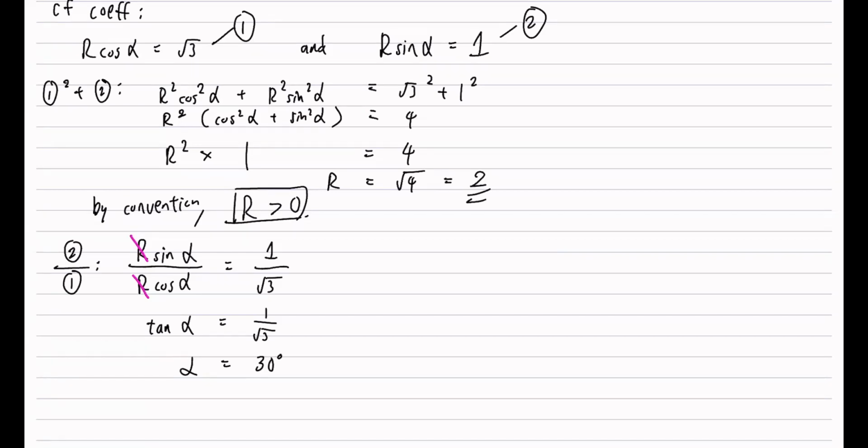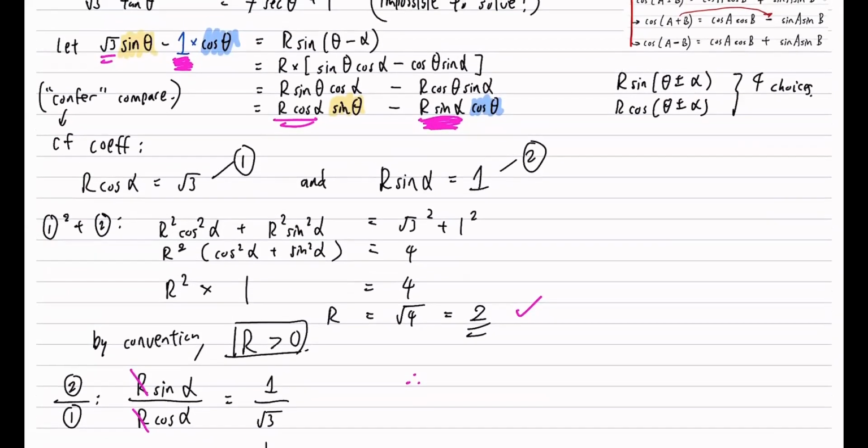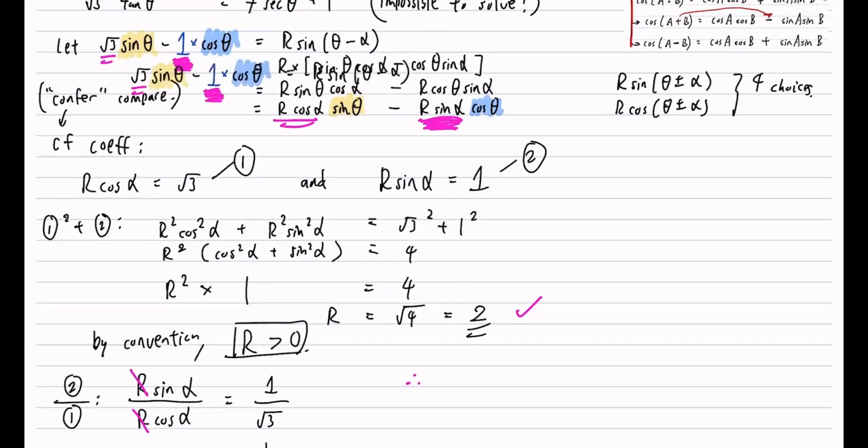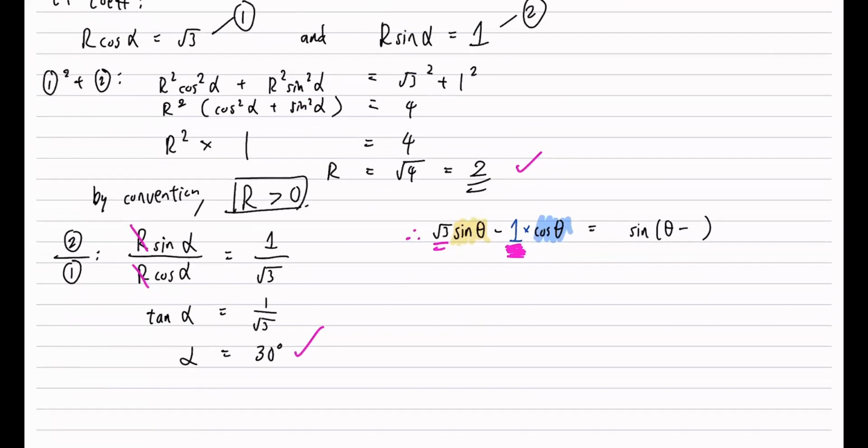Good. So now we can combine all of our information. We have r, we have alpha, and as a result, we conclude that the very first line we wanted, square root 3 sine theta minus 1 cos theta equals r sine theta minus alpha. You just need to replace the r and the alpha with 2 and 30 degrees, respectively. Okay, 2 and 30 degrees. The theta remains.